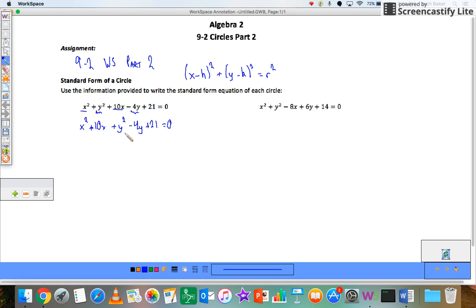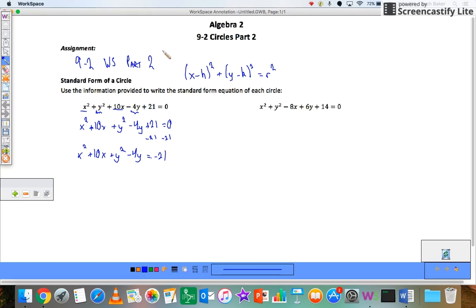Okay. Now, once we've done this, what we want to look to do is to try to take the number to the other side. So I'm going to go ahead and subtract 21 from both sides. Now, what that'll give me is something like this: x squared plus 10x plus y squared minus 4y is equal to negative 21. Okay. So step one, again, we want to reorganize it so that our x terms and our y terms are together. Then we want to take our numbers to the other side, which was step two.